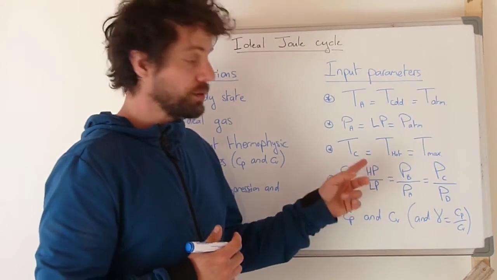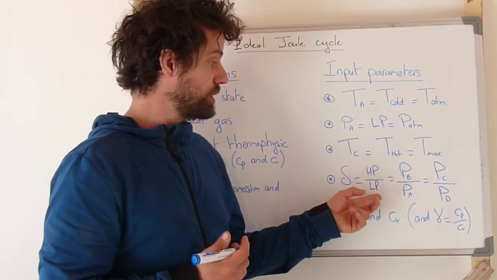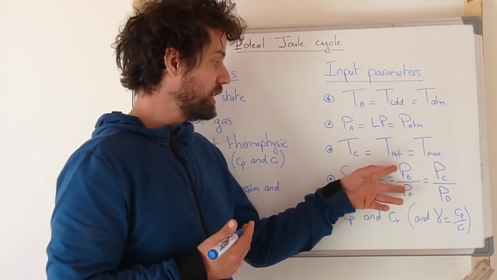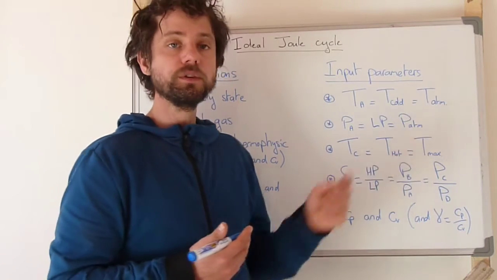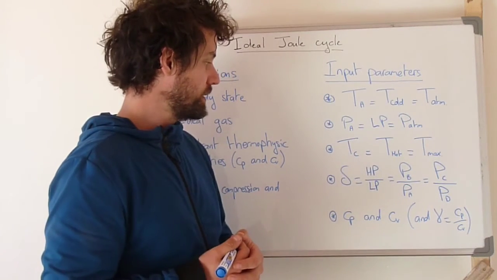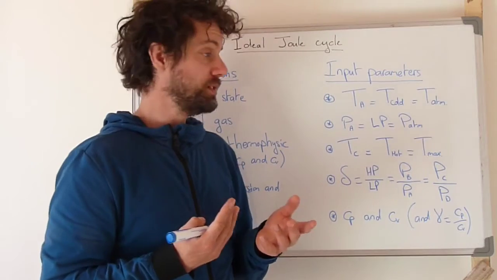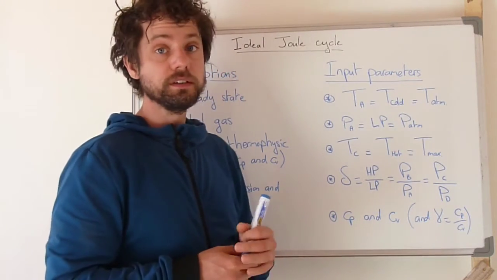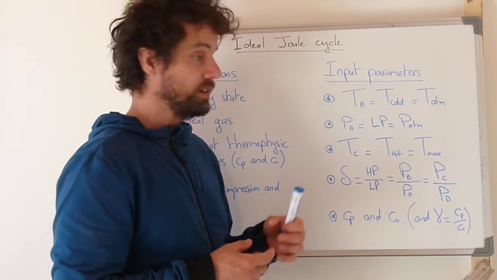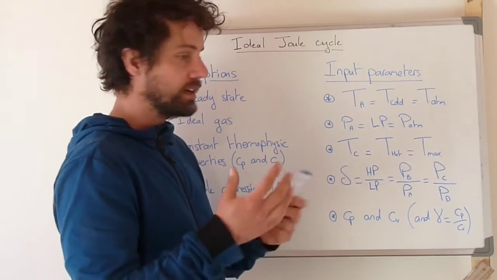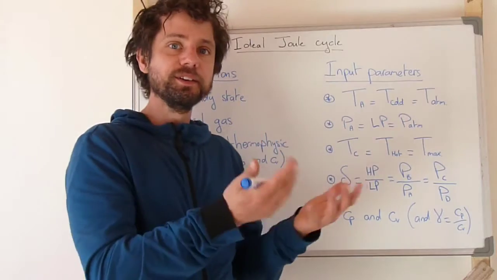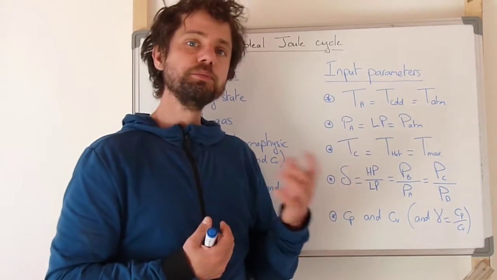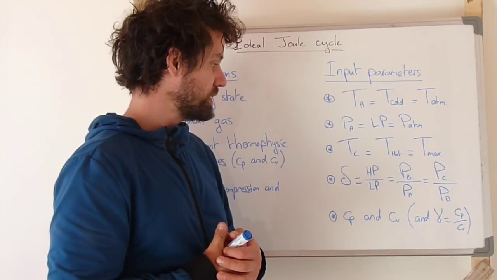What else do we know? Then we know delta, the ratio of pressure between high pressure and low pressure. That corresponds to the ratio of pressure we have across the compressor, but also across the turbine. This is usually known because it's just a design choice when these elements are sized at the beginning when the machine is created. So this is considered as an input parameter in most cases.